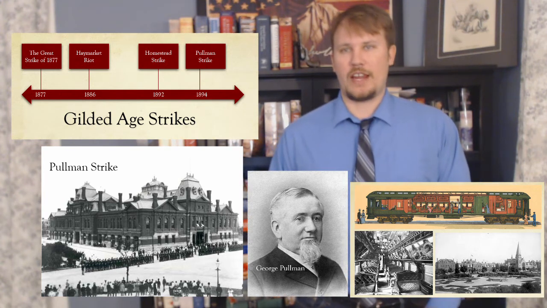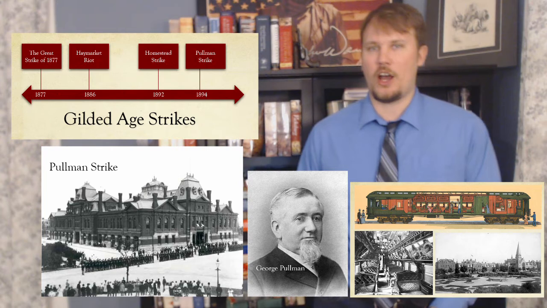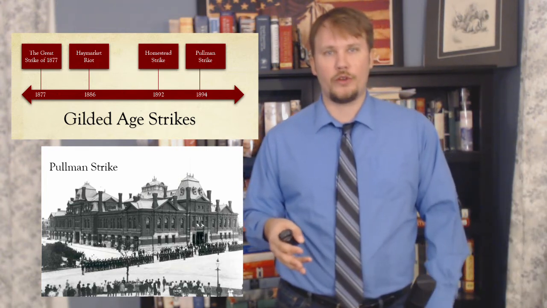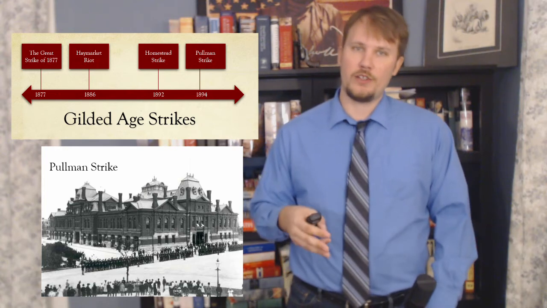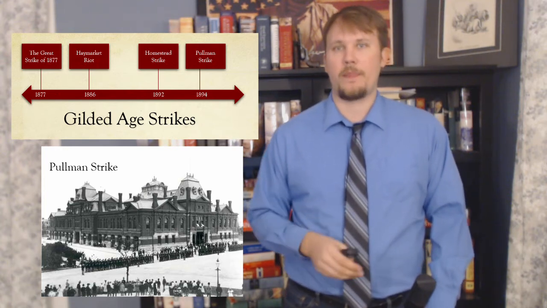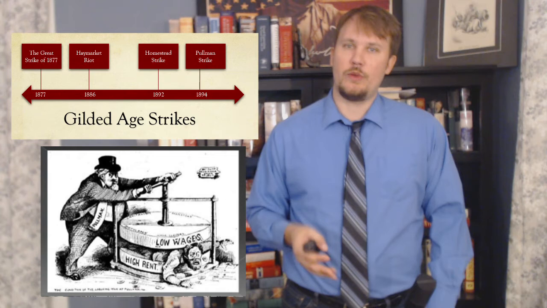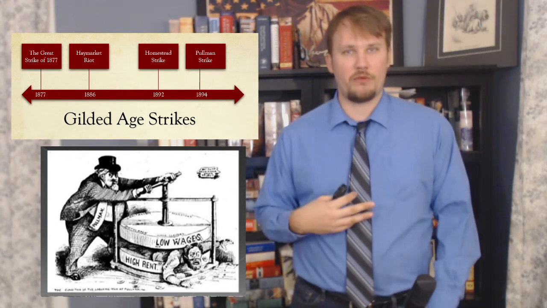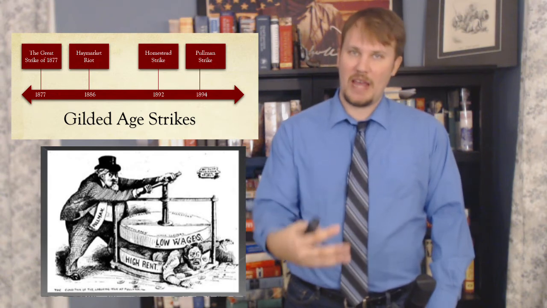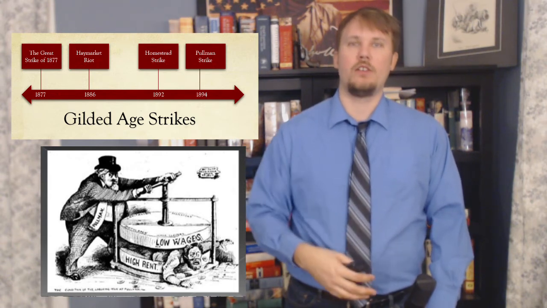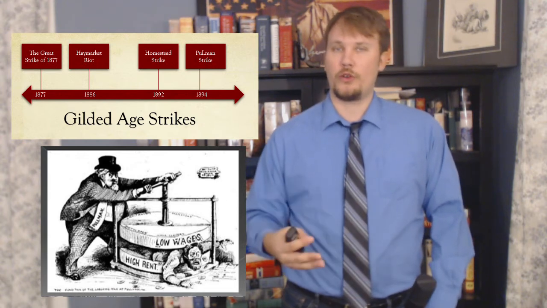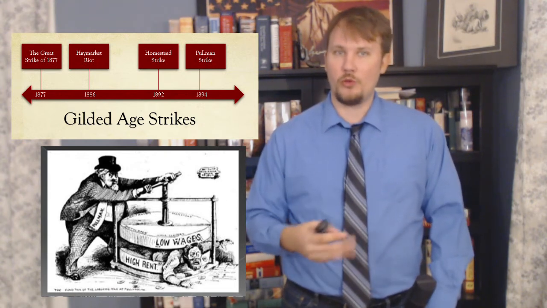Now, Pullman, just like everybody else, is not immune to the bad economy, and because of the downturn, he lays off about 3,000 workers, but he also cuts the wages of the workers who he doesn't lay off. But one thing he doesn't do is cut their rent. So workers would get a paycheck from Pullman, but then they would also pay Pullman to live in his company town. So he cuts their wages, but he doesn't cut their rent. So the workers go on strike at Pullman.